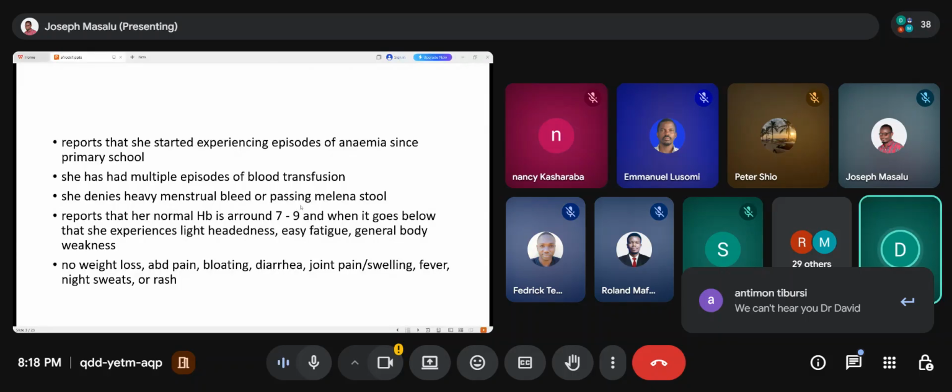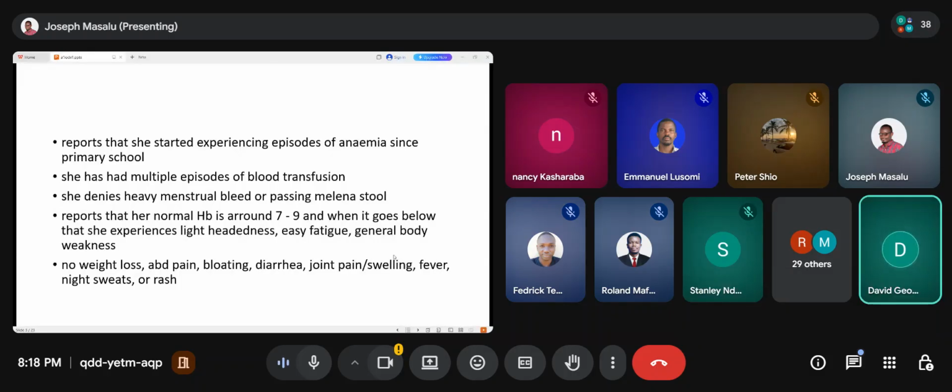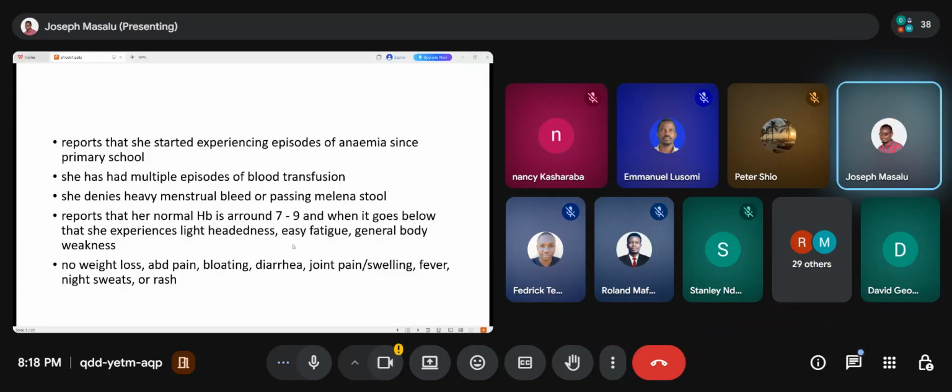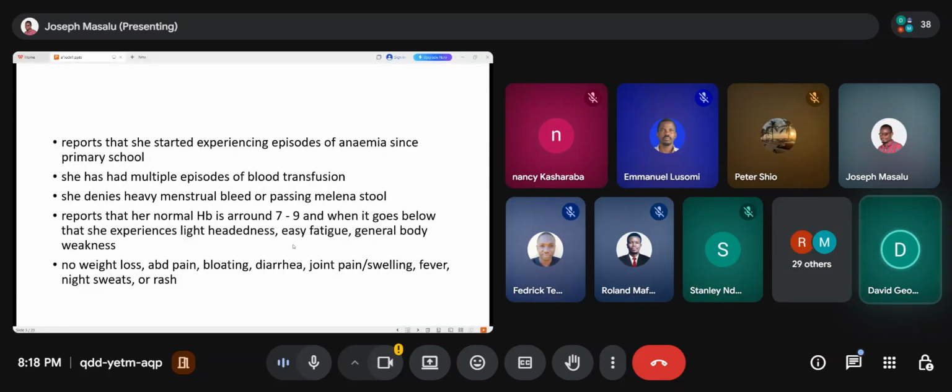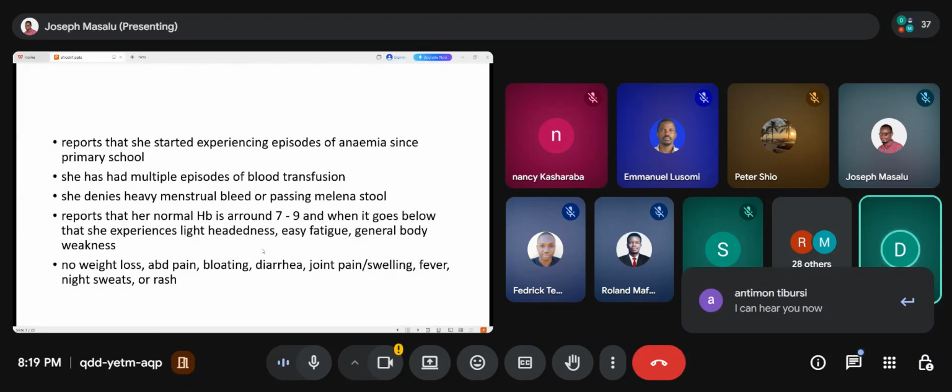Antimon says they cannot hear me. Joseph, can you hear me? And everyone else, can you hear me? Yeah, I can hear you, very well. Antimon, I'm not sure if it's the volume of your device. Maybe that is very low, so you can try to check on that.